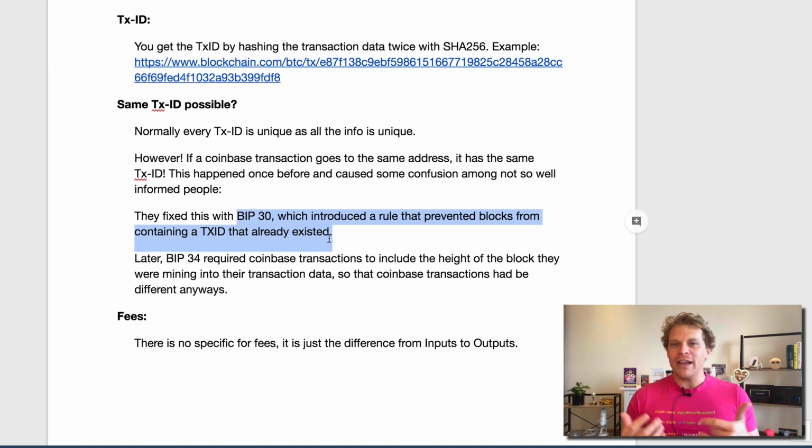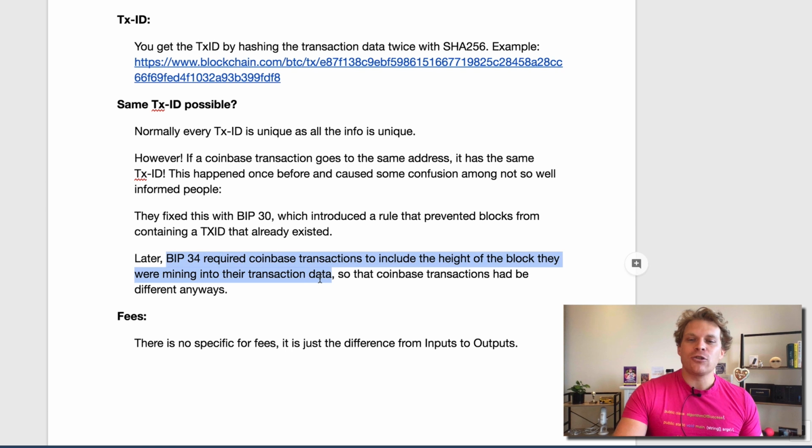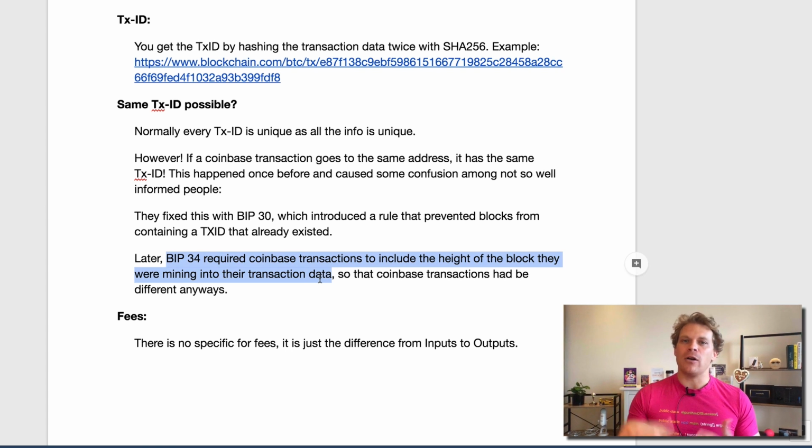But then to make it very easy and convenient, in BIP 34, Coinbase transactions are required to have the block height, so the block number where it was included. And since this is completely unique because there's only one block reward per block, it is now impossible to have the same transaction ID. It's always very interesting to see what kind of things pop up and then how people react and call Bitcoin broken, even though it's not.